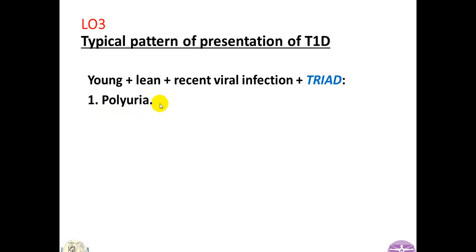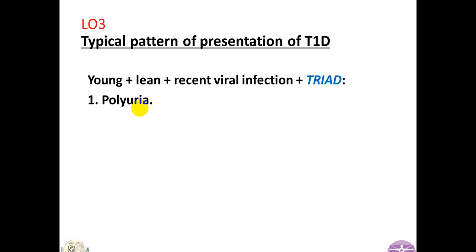Why is that? Why will the patient with type 1 diabetes have polyuria? This is because the kidney in a normal, healthy individual will filter a small amount of glucose, and then this small amount of glucose will be reabsorbed by the kidneys.